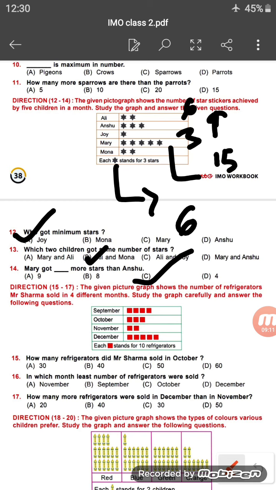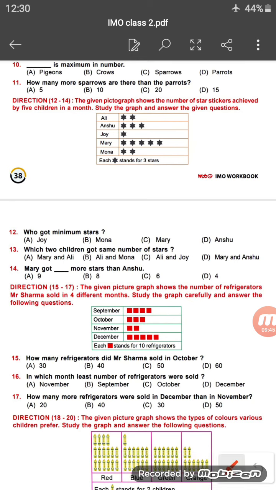Now the number 15 to 17 is September. Actually they have given a chart of the number of refrigerators Mr. Sharma sold in 4 different months. Study the graph and you need to answer it. If each red thing stands for 10, that means in September he has sold 40.